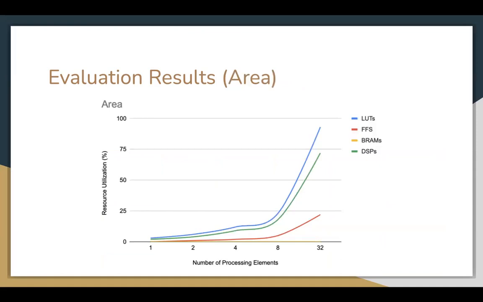The graph shows the increasing trend of resource utilization as the number of processing elements increases. It shows that the usage of lookup tables, LUT, and flip-flops, FF, increases rapidly as we use more PEs. To summarize, this evaluation highlights the trade-off between computational speed and resource utilization. Thank you.